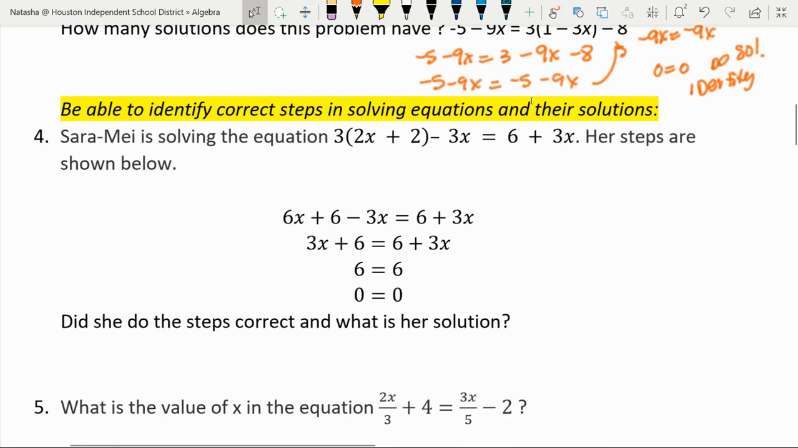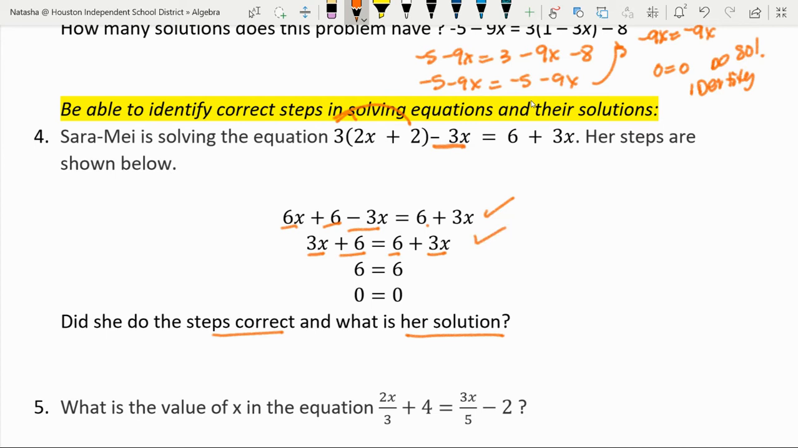Okay, next question. Sarah May is solving equation 3 that we're given here, and her steps are shown below. We want to go through and check her steps and ask, did she do the correct steps, and what is her solution? Now, if you look at this, she distributed, so 3 times 2x gives me 6x, that's good. 3 times 2 gives me 6. Then we carry down the negative 3, then we got 3 and then plus 3x. So that step is good. Now she combined like terms, so 6x minus 3x gives me 3x. She brought down the 6. That gave me 6 plus 3x, that's correct.